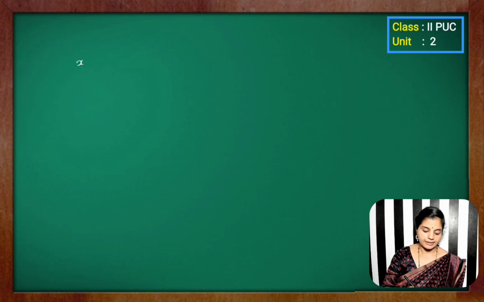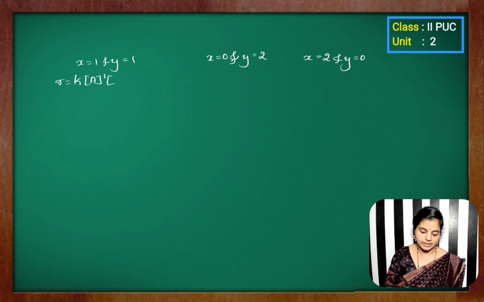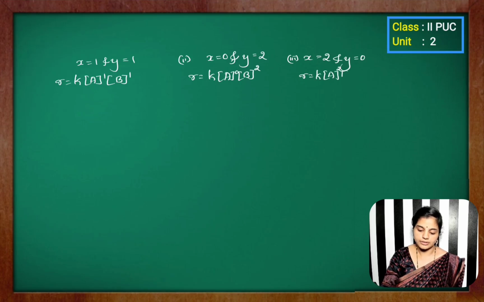If we have X is equal to 1 and Y is equal to 1, or if we have X is equal to 0 and Y is equal to 2, or X is equal to 2 and Y is equal to 0. Let us write the rate law here. So rate is equal to K, concentration of A raised to 1, concentration of B raised to 1. Second case, rate is equal to K into concentration of A raised to 0, concentration of B raised to 2. And in the third case, we have rate is equal to K into concentration of A raised to 2 into concentration of B raised to 0.